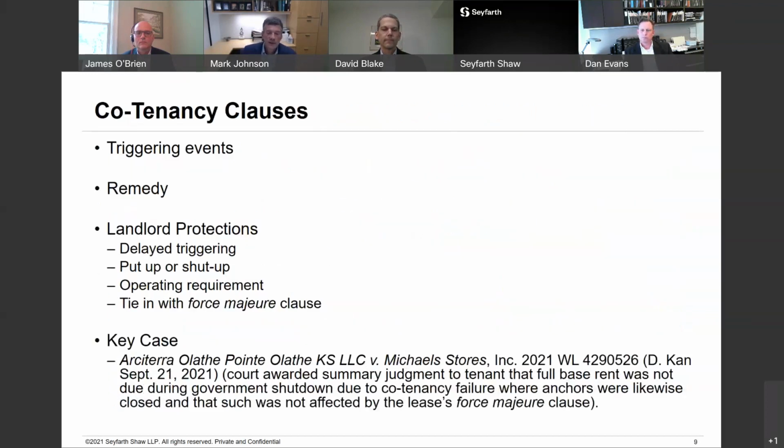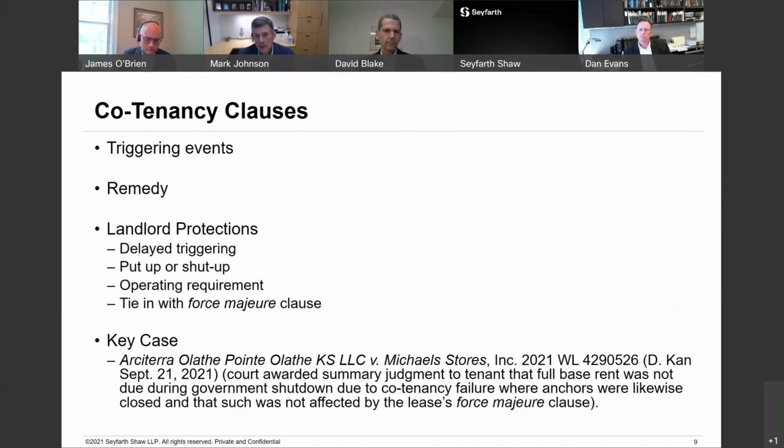The first wave of developer, landlord/tenant litigation involved the application of the force majeure and common law excusability defenses that we just discussed. The second wave that we're seeing now deals with the application of other contractual provisions. One of the most important ones that we have seen are cotenancy provisions and their interplay with force majeure clauses.